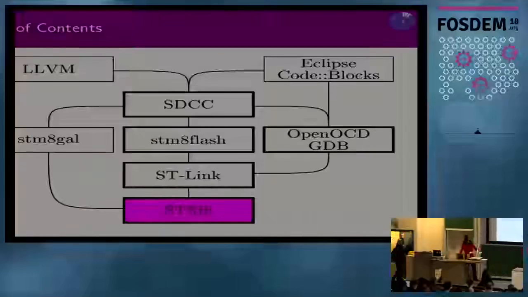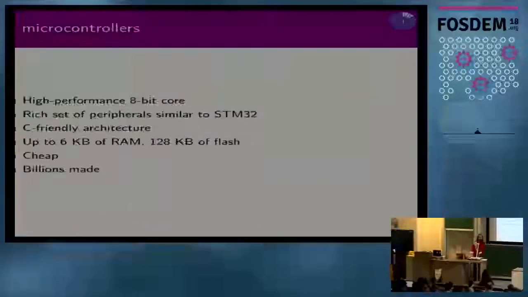Okay, so I start with the STM8 itself. Now the STM8 is a high-performance 8-bit core, so 8-bit means it's still small, but per clock it's quite a bit faster than many older ones, such as the 8051. Actually, even at 60 megahertz, the STM8 seems to easily beat the 100 megahertz 8051 in typical benchmarks. It has a rather rich set of peripherals that are similar to, maybe known to some of you, the bigger STM32 controllers. These are ARM-based.